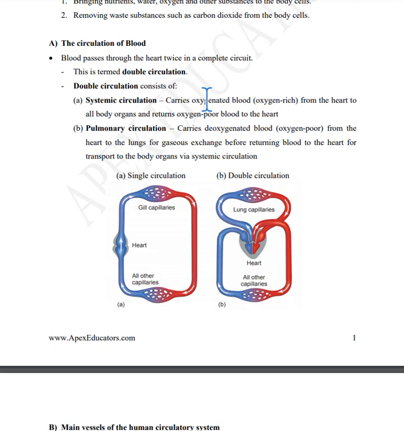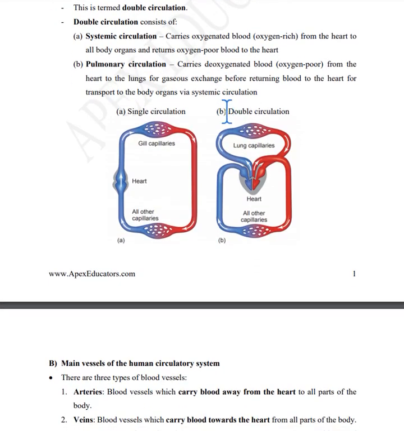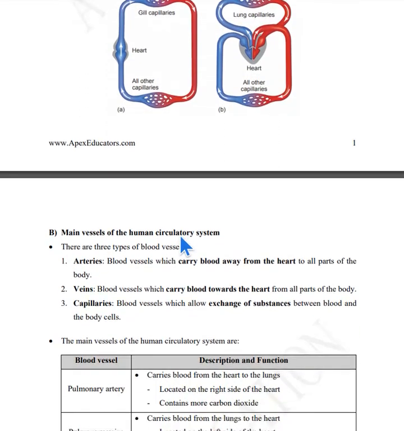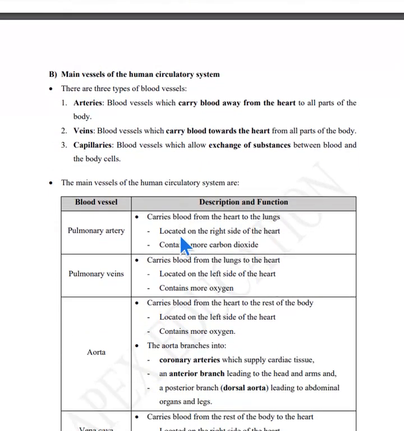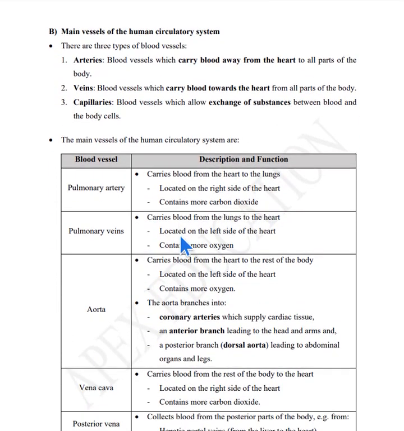This is what the diagram looks like for single and double circulation. I think double is easier to memorize because for single, you will need to know what this arrow stands for. You need to tell me it's an artery, and this one should be a vein, which leads me to the main vessels of the human circulatory system.